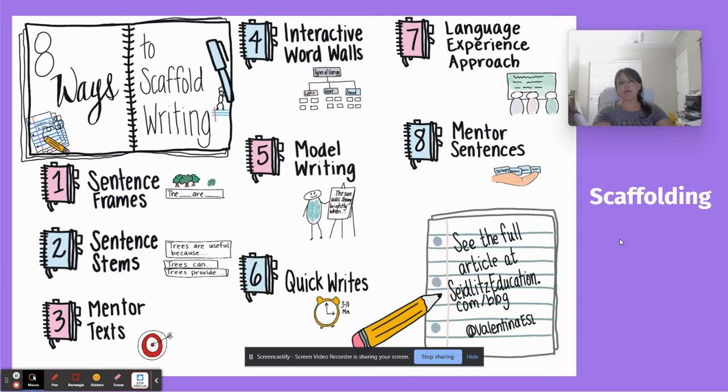Now, something important to understand about scaffolding is that it's not necessarily just for students with disabilities. Scaffolding is something that you see in probably all of your classes. It's just different ways that we can break out and guide students through a process until they're able to then do it on their own without any assistance.